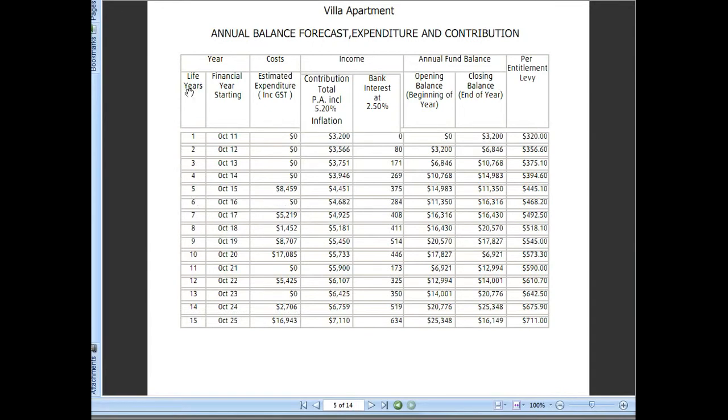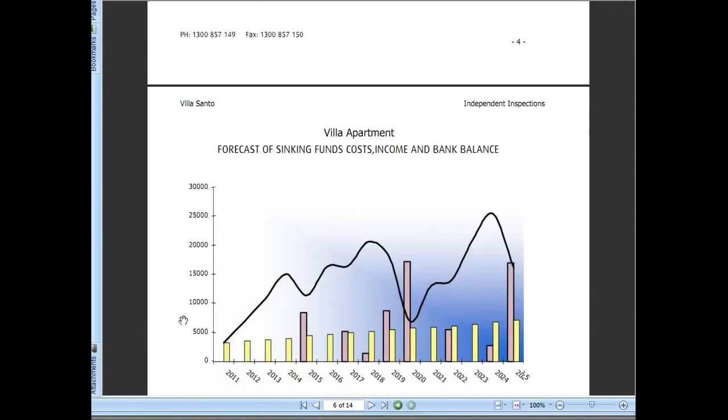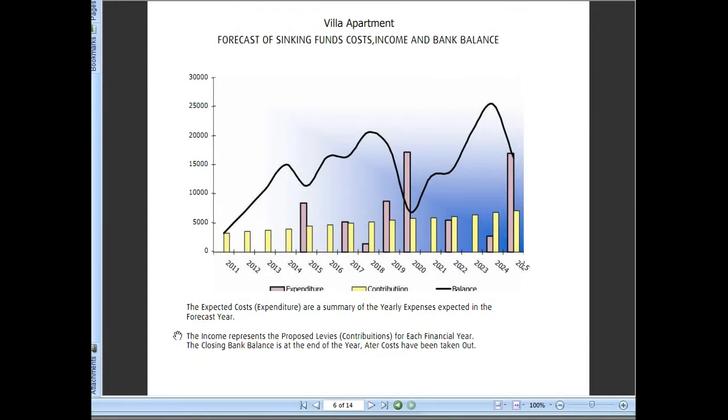Okay, so we're talking about how much we need to put aside for that 15-year period. What we've done as well is put that in graphical form. There are 3 parts to the graph. One part is how much money you've got in the bank, how much money we need to put aside, and the other part is where our expenses are. This gives you a year-to-year update of where you need to sit in the sinking fund, or what the expected expenses of the building are over the year.